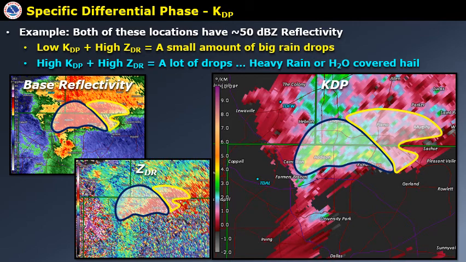Now, it is quite possible that if we're dealing with water covered hail, this also drives up the KDP, the ZDR, as well as the reflectivity. In this instance, we're more concerned with the potential for a heavy rain and possibly marginally severe hail threat in the Addison, Richardson, and Carrollton areas. And this can be seen in the blue outline, where we've got the higher KDP values, the larger reflectivity values, and the enhanced ZDR values as well.